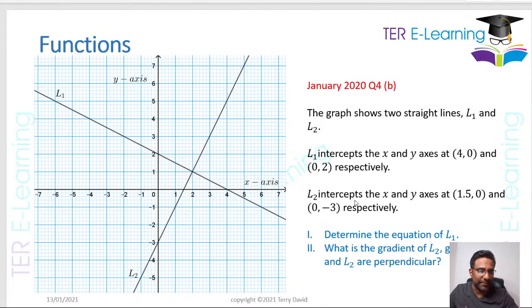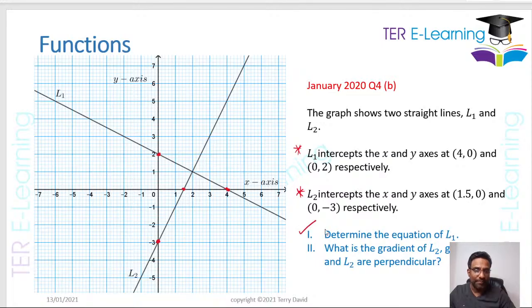So let's look at the question. They give us some information here. They said L1 intercepts the x and y axes. So they've given us the coordinates where these lines cut the x and y axes. So L1 cuts here, and it also cuts here. In the case of L2, L2 cuts at this point here, and it also cuts here. So that's all they're telling us here, so they're not giving us any new information that we can't see from the diagram either way.